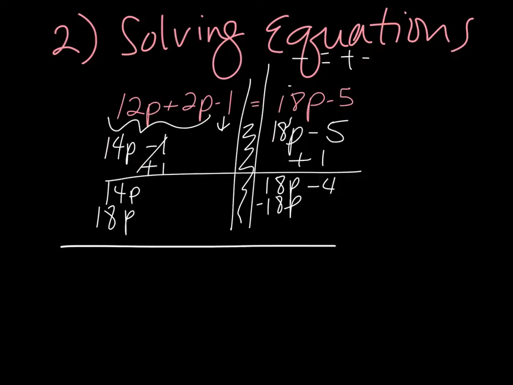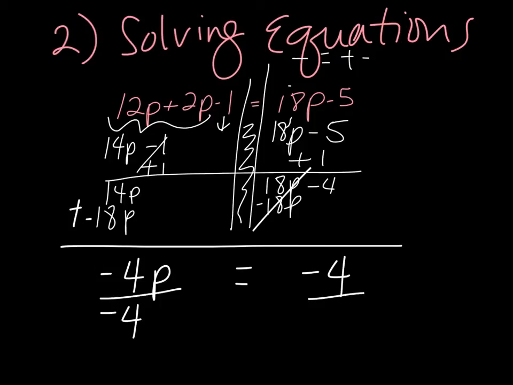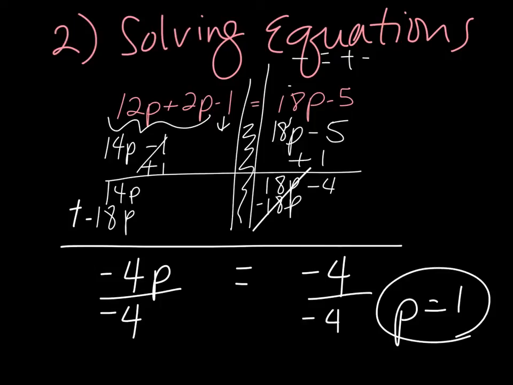Make that a little smaller, okay? So let's see, that goes away, negative 4. 14 plus a negative, which is the same thing as subtracting, is a negative 4p. I divide both sides by negative 4. P equals 1. I could always go back and check it. Remember, you can always go back and check it.